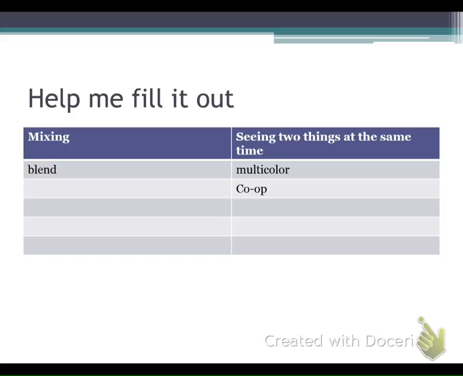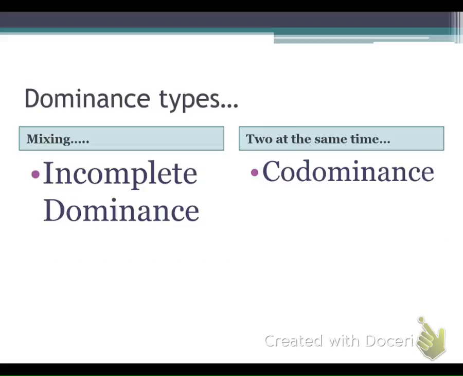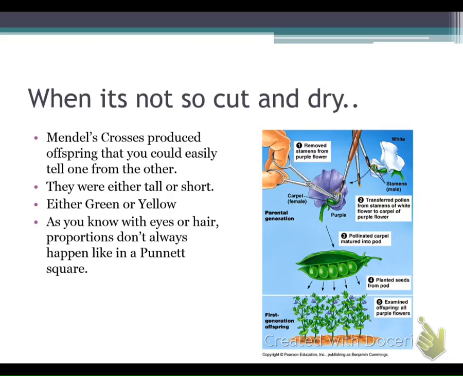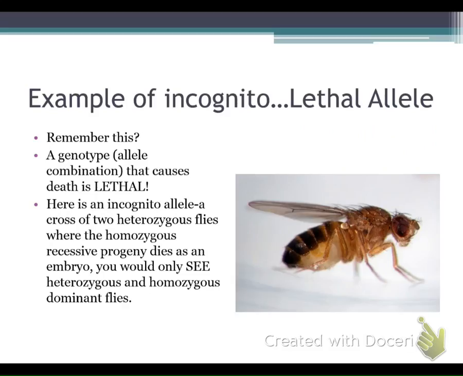So I always try to pair incomplete and codominance with words. Incomplete dominance is like a blending. So if you mix black and white, you get gray. Whereas codominance is where you're seeing two things at the same time. So words like multicolored or co-op are words that you can use to associate with codominance, as opposed to incomplete dominance, which is more of the mixing. So that's that. And I'm just going to page through and show you how to actually calculate it.